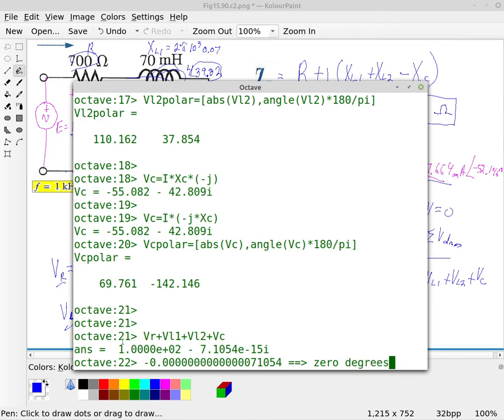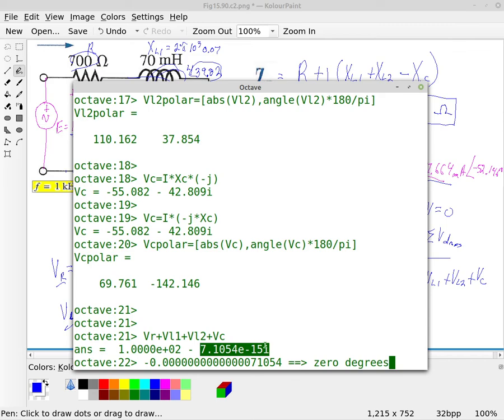Okay. And the magnitude is 1 times 10 to the second power, so it's 100, which was our supply voltage. Now the reason when you punch this in the calculator or the Octave software, you don't get a perfect 0, it's just what we call round off error. It's due to the fact that we're dealing with irrational values. Remember that pi is in there, right?